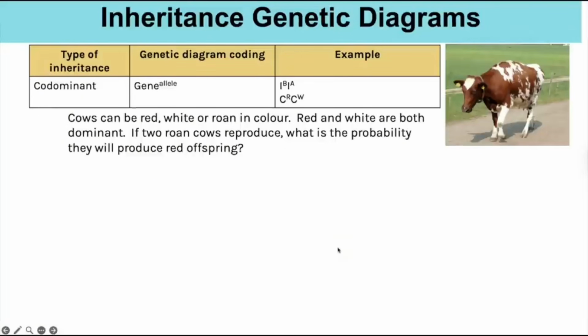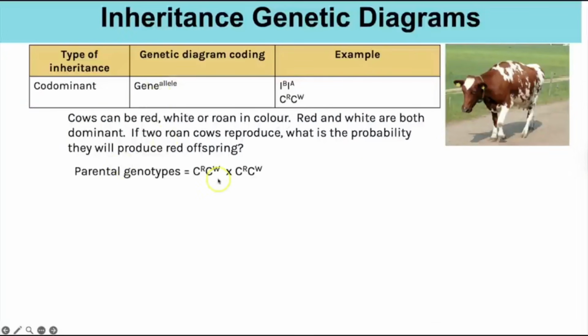Next, we have a codominant example. Cows can be red, white or roan in colour. Red and white are both dominant. If two roan cows reproduce, what's the probability they will have offspring that are red? Again, pause now and you can have a go at this Punnett square. I'm going to go straight through it.